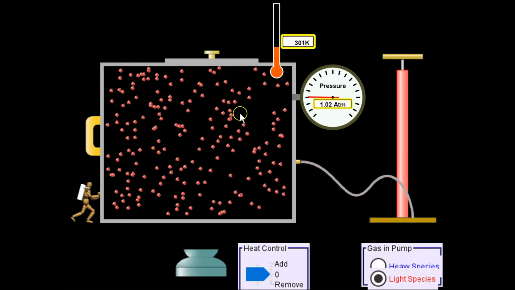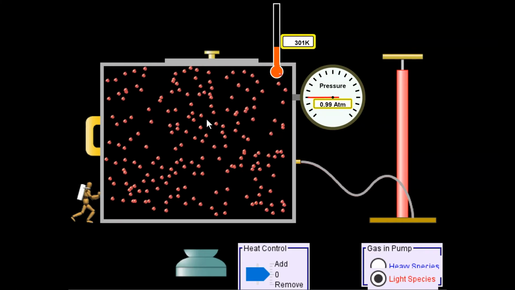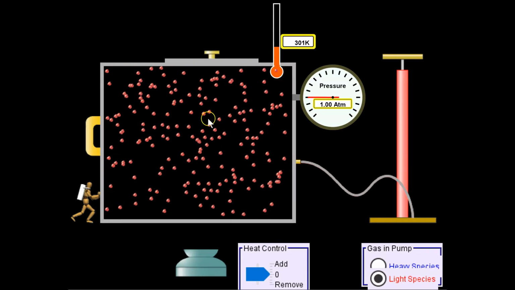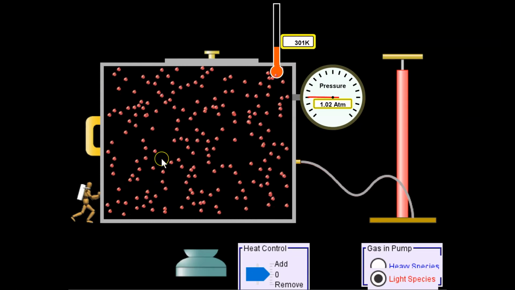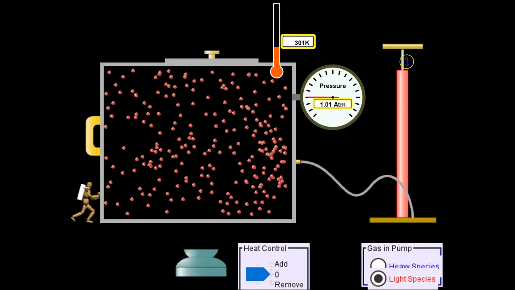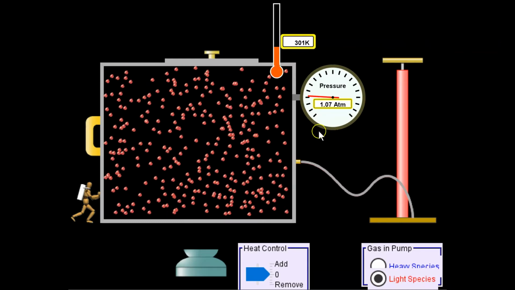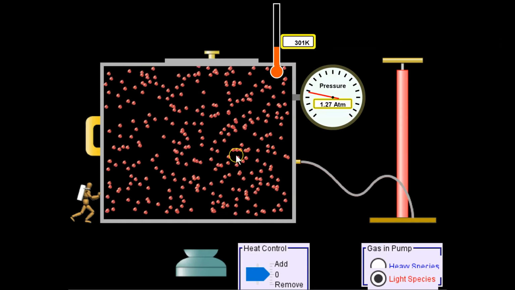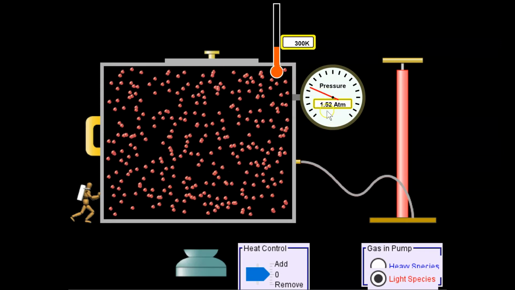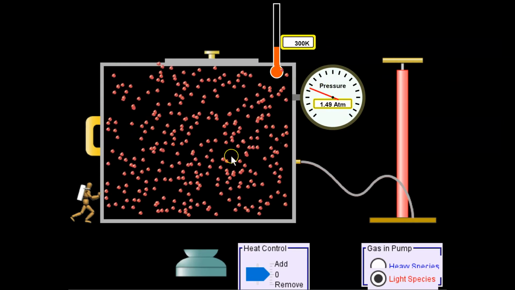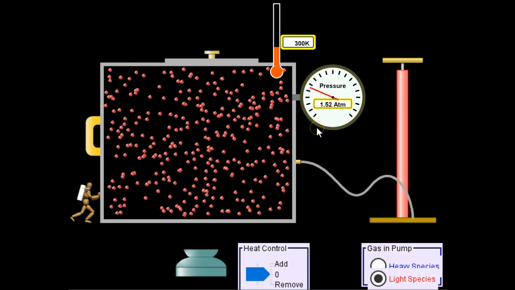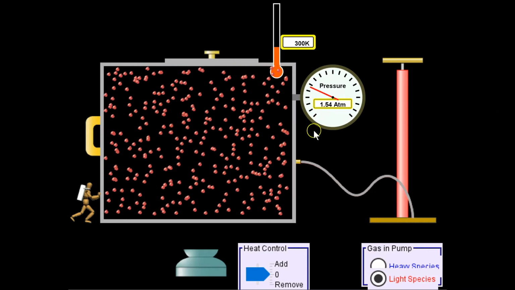What happens if I put more gas molecules inside this gas container? If I have more gas molecules, I have more collisions. More collisions means a higher pressure. So I'm going to come in here and pump it. Now I've roughly doubled the pressure, I believe, and you could see that this thing is going up. So instead of 1 atmosphere, it's now 1.5 atmospheres. So the pressure increased.